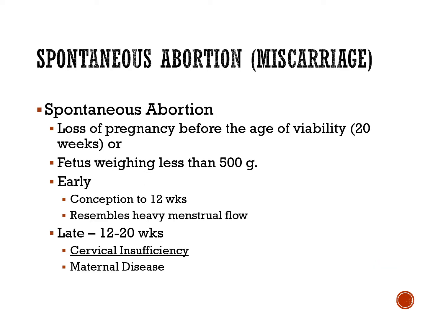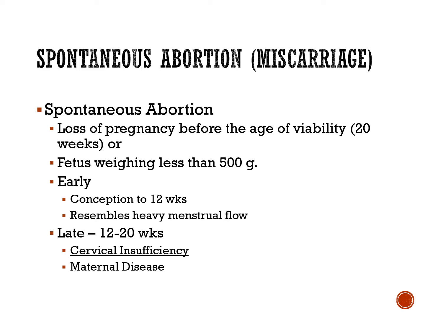So we're going to look at spontaneous abortion, also known as miscarriage. It's defined as the loss of pregnancy before 20 weeks, or the fetus weighing less than 500 grams. Early miscarriage is usually between conception and 12 weeks. It varies depending on maternal age, but 12% are under 20 years old, and 26% are over 40 years old. So younger moms and older moms both have a slightly increased risk.